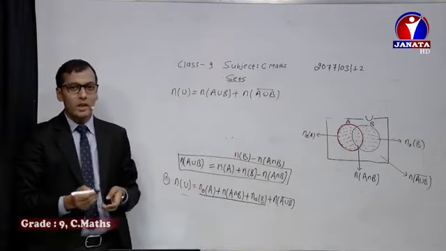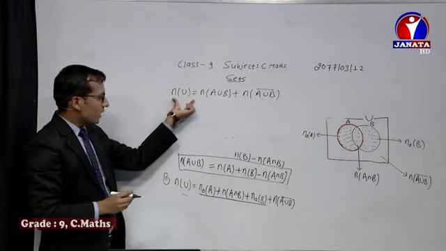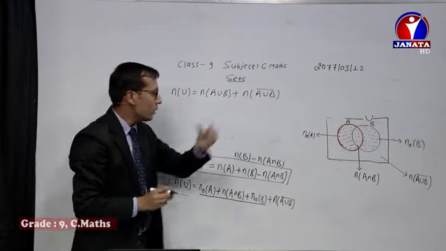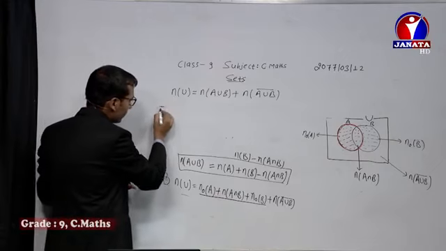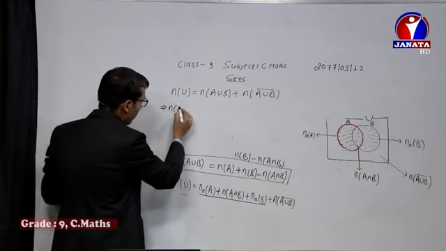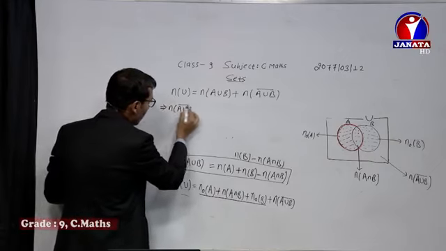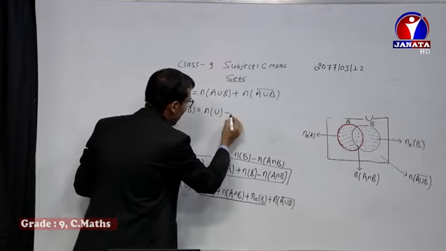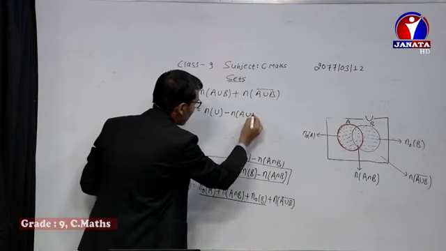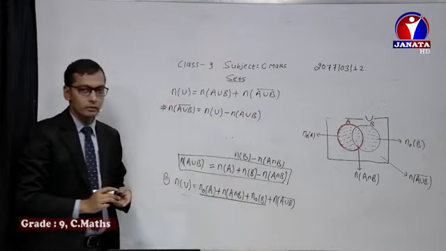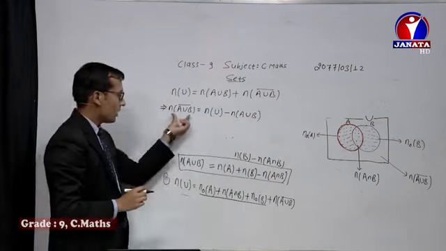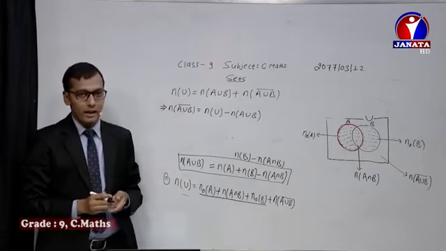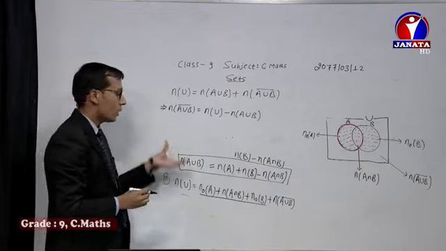So from this relation, now we can find out what is n of A union B complement. It gives n of A union B complement is n of U minus n of A union B. So this is another formula we can use in the exercise. We can use it to solve some questions.